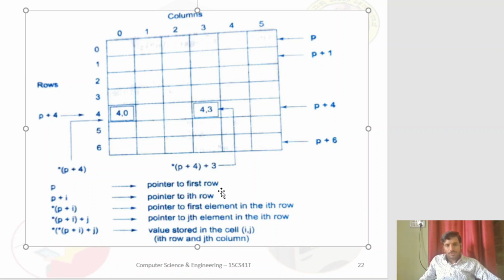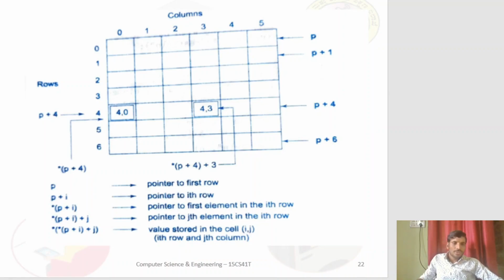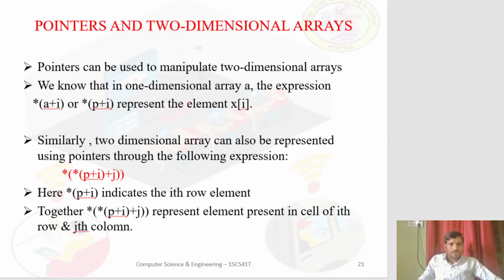Just p points to the first row, p plus I points to the ith row. That ith may be from 0 to 7. Star p plus I represents the first element in the ith row, whereas star p plus I plus j points to the element in the ith row, jth column. Similarly, the value stored in the cell ij, that is ith row, jth column. So in this way we can access two-dimensional array elements using pointers.